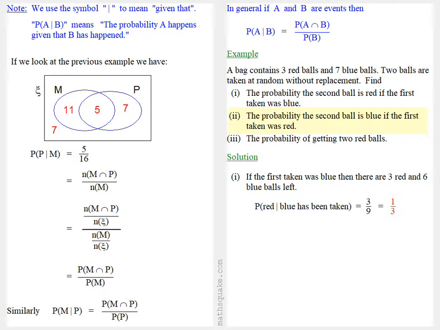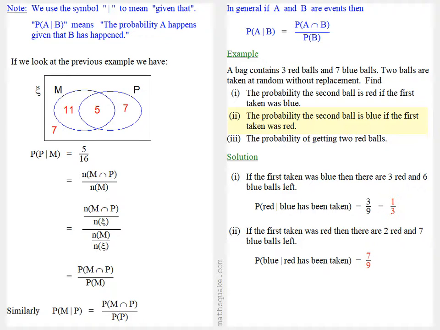In part 2, we're asked the probability the second ball is blue if the first ball taken was red. Well, if the first ball taken was red, then there are 2 red and 7 blue balls left. So the probability of picking a blue ball, given that a red ball has been taken, is 7 out of 9.